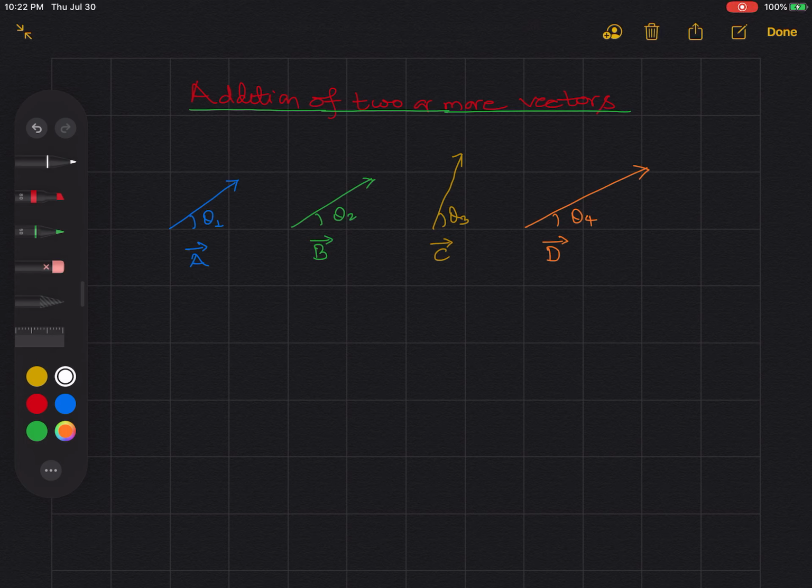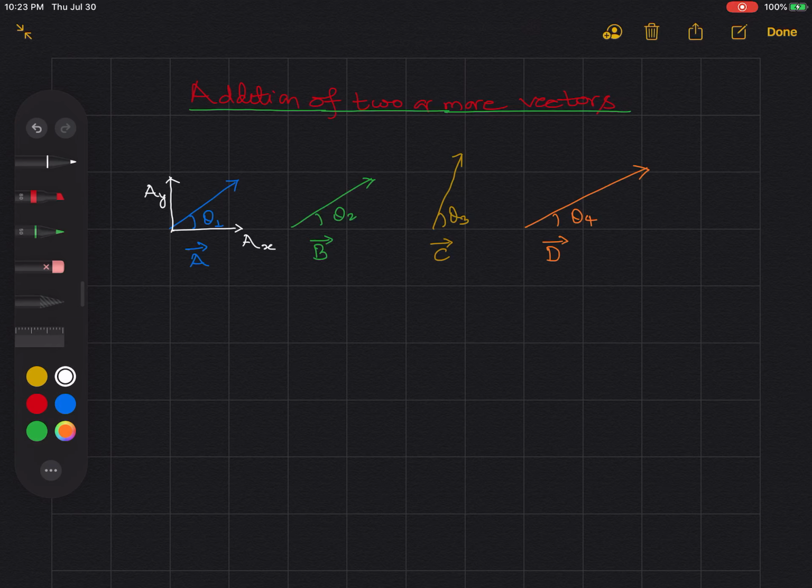Now I will show you how to add 3 or more than 3 vectors. For this we need to resolve each vector in x and in y component. So here I'm going to resolve the first vector a. Ax is the x component of this vector and ay is the y component.